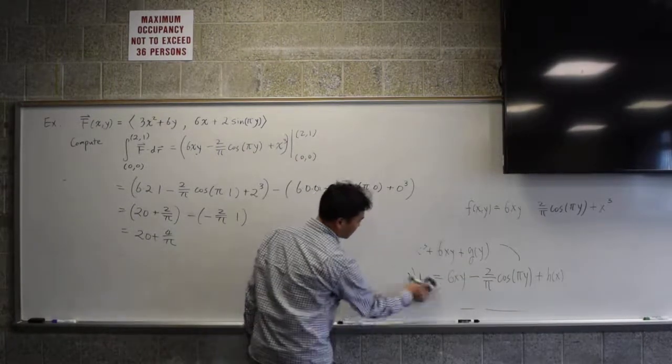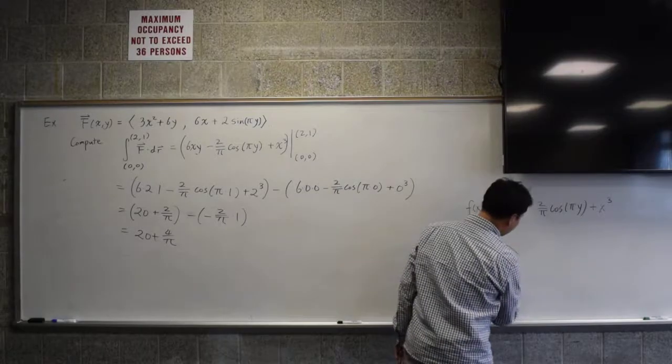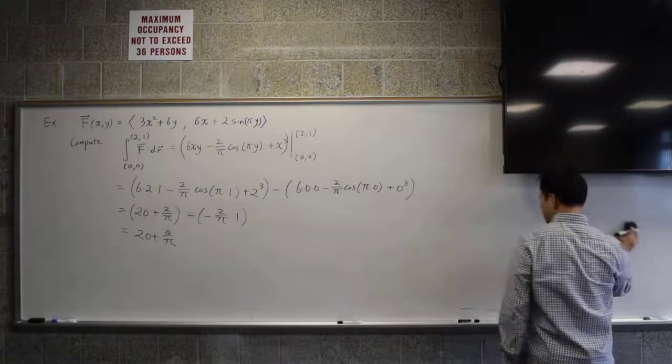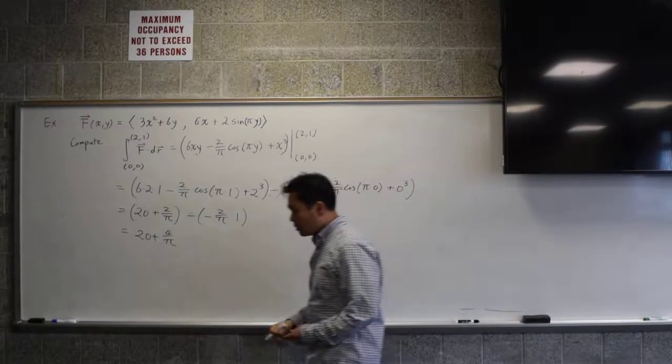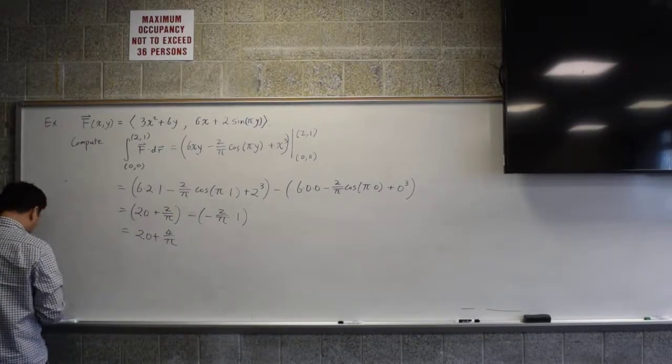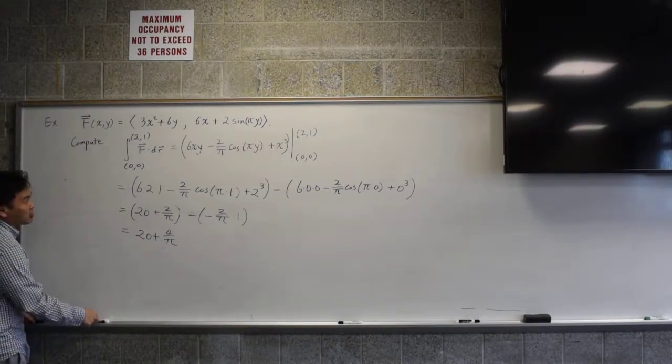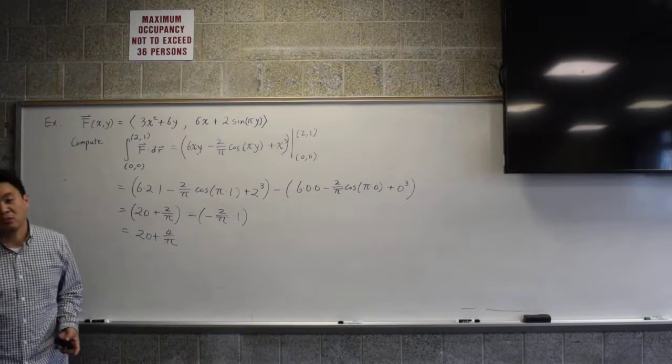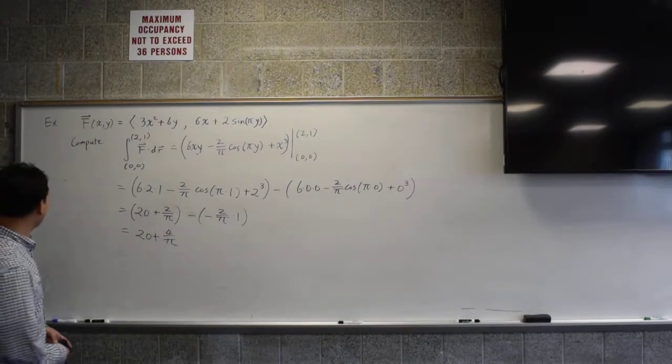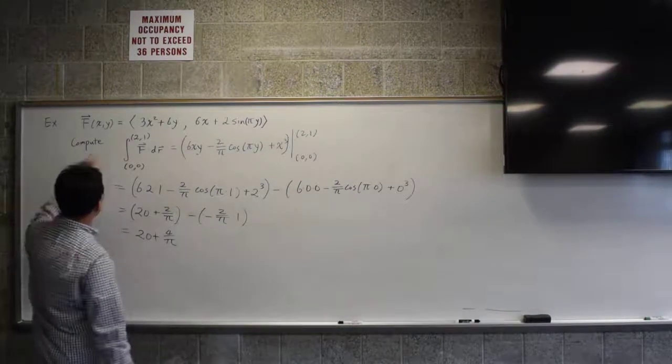Okay. So that's how you solve a line integral when only the endpoints are given. If only the endpoints are given, then you basically have to assume that what you're given is a conservative line integral.